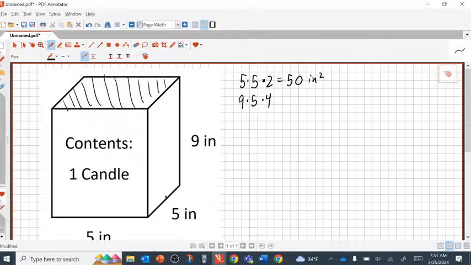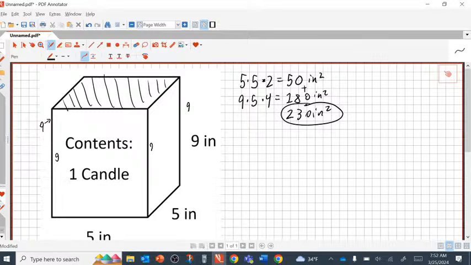Let's see here. There are 4. Yep, there's 4 of those because there's 9 here, 9 here, 9 here, and then 9 in the back. So it would be 9 times 5 times 4, which is 45, is 180? 180 inches squared. Add them up, and you should get 230 inches squared. How many of us got 230 inches squared for the surface area of that? Perfect. Let's talk about the volume.